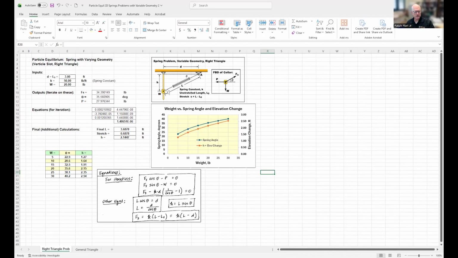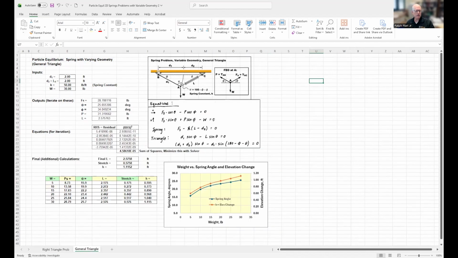But the geometry was a right triangle, which is relatively simple, and led to iterating on 3 different equations for 3 different unknowns. We can work a similar problem using a general triangle, which is harder, but it's still doable. And that's what this problem is all about.